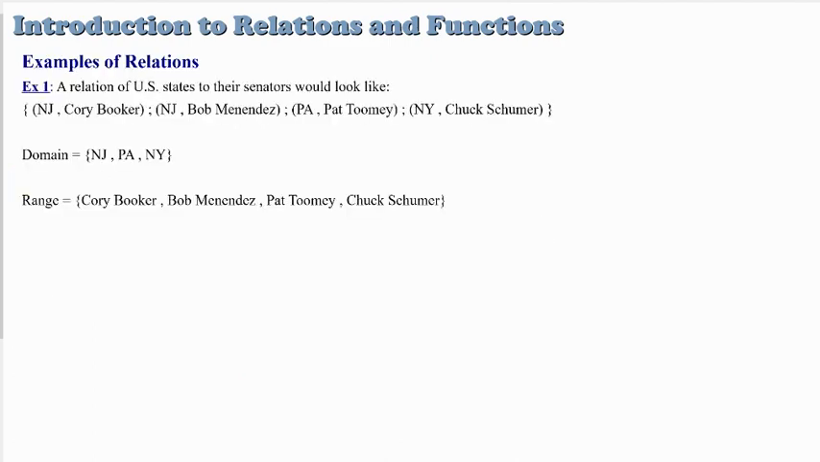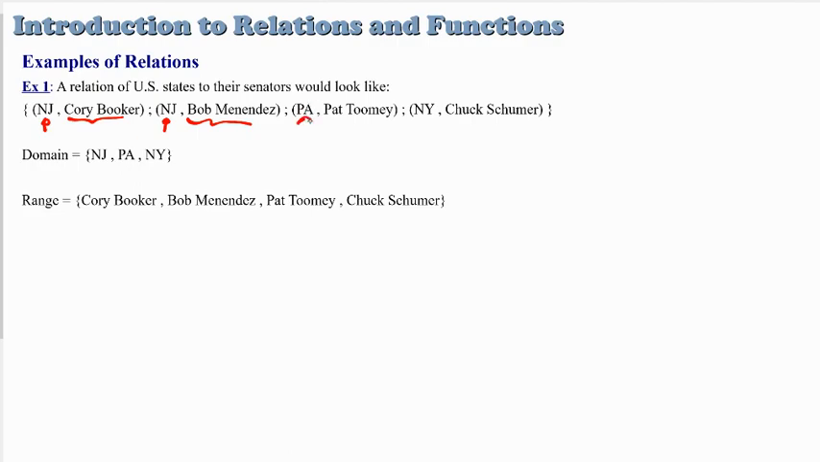Our first example of a non-numeric pairing would be a relation of US senators to their states. So we see that in the domain we have New Jersey, so that's an input value, and the output could be Cory Booker, and that's from the range, which is the collection of senators. We have another ordered pair that starts with an input value of New Jersey with an output value of Bob Menendez. So these are 2 different ordered pairs that exist.